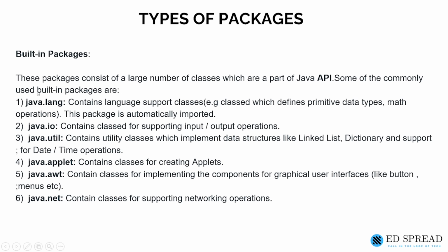Some of the commonly used built-in packages are mentioned here, guys. First is java.lang, which contains language support classes. It defines primitive data types, math operations, and many things are present inside the lang package. Next, java.io. In this package, input and output operations are present. And then java.util contains utility classes which implement data structures like linked list and dictionary, support for date and time operations, and we also used the StringTokenizer and the Scanner from it.